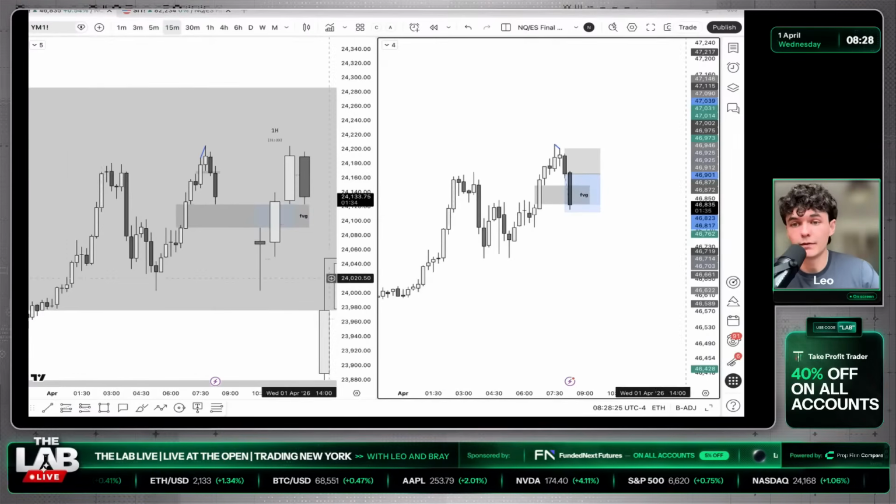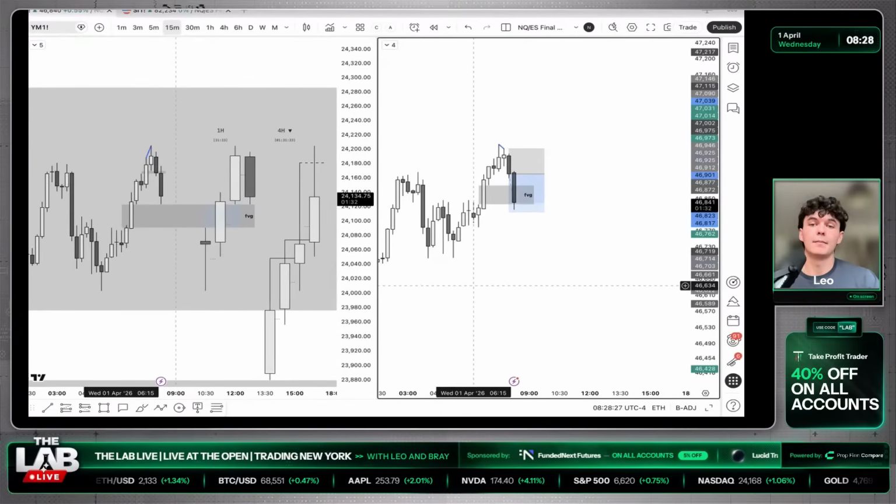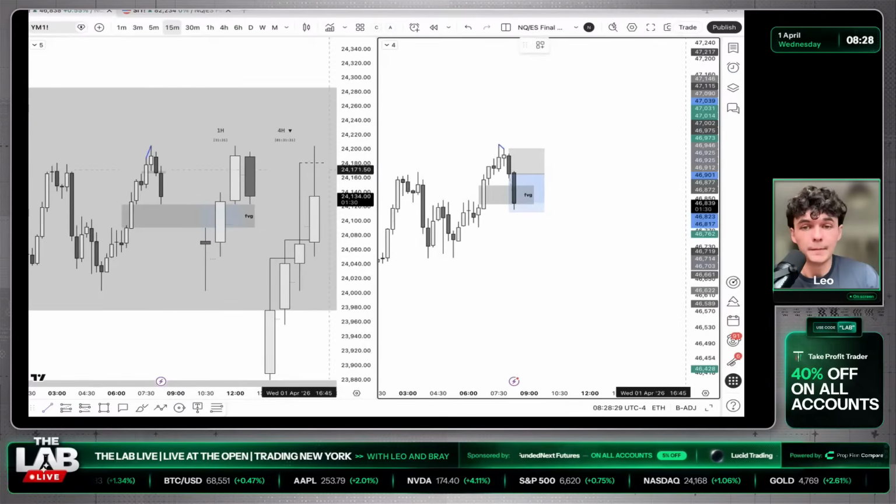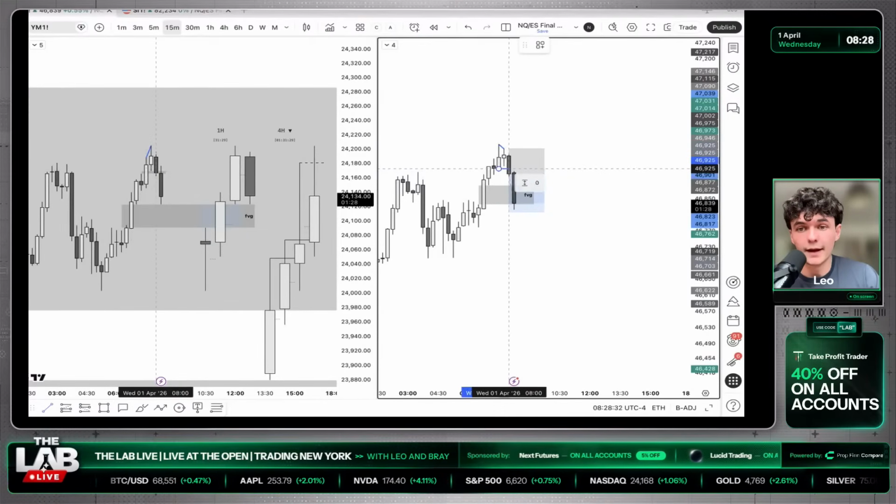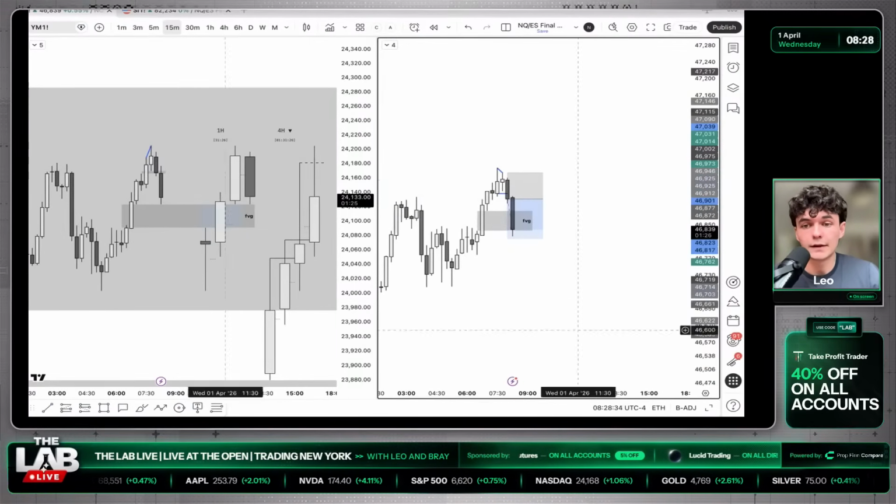Higher time frame sweeps, change in state of delivery. Once we see a change in state of delivery, I typically use entries on that. So SISIs I'm really keen on. I also like to use SMTs.